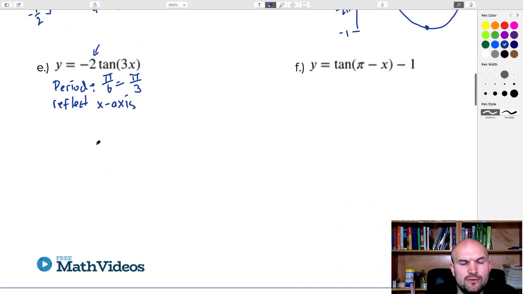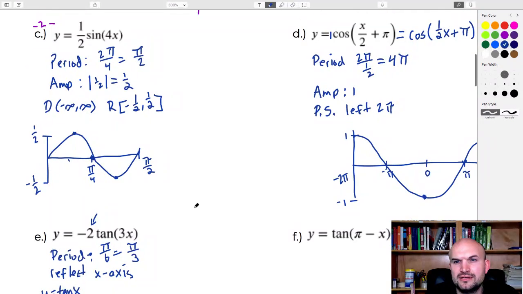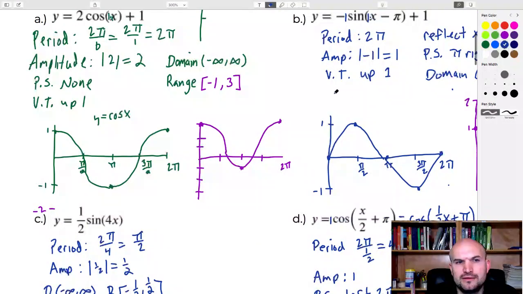So let's take a look at what the tangent graph looks like. So this is y equals tangent of x. Did I label the cosine function? I don't think I did. Let's write that in there. y equals cosine x.